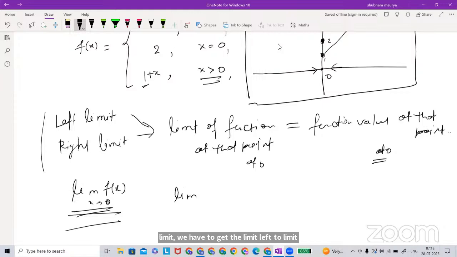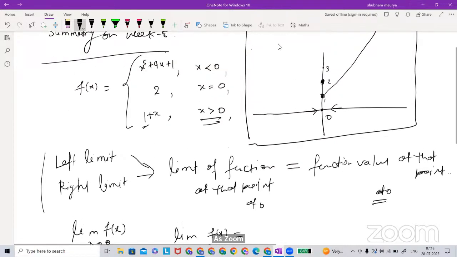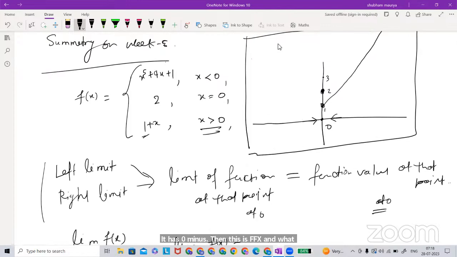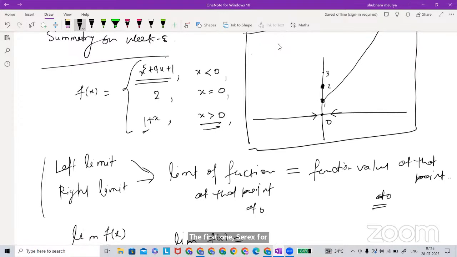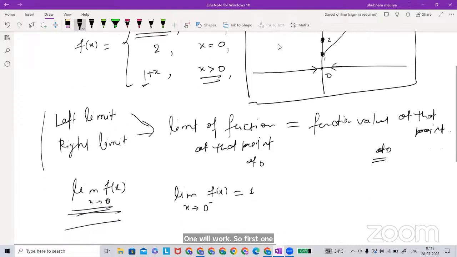How will we denote the left limit? The limit as x goes to 0 minus of f(x). From the negative side you are approaching 0, so what is going to be the limit? We are coming to 0 from this side, so which function will work here? The first one, x to the power 5 plus 4x plus 1, will work. To find the limit, we just need to substitute x equal to 0. If you substitute here, the limit becomes 1.